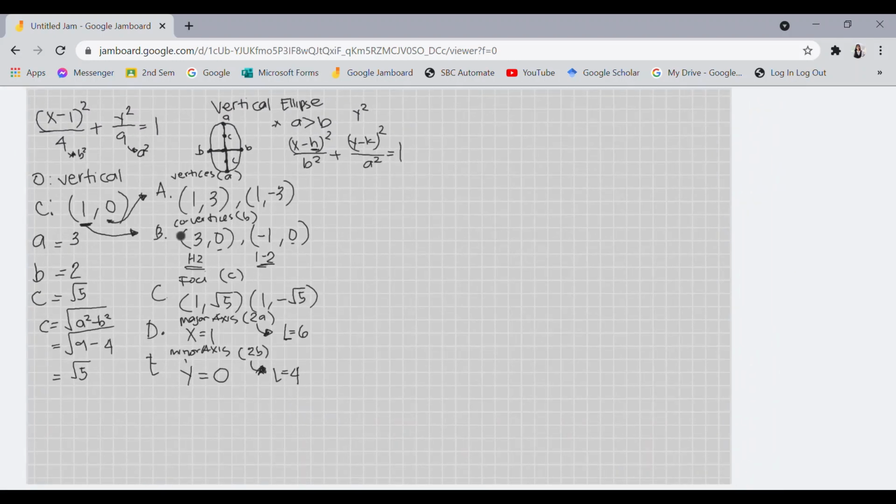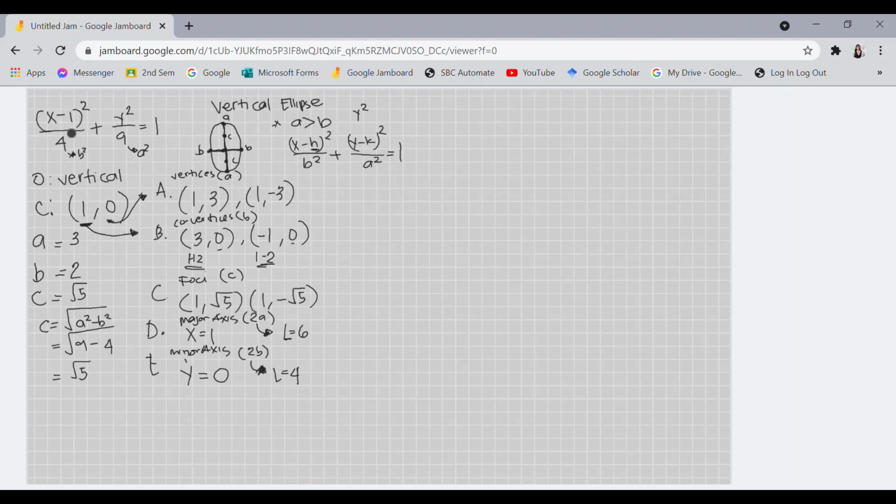So, again, fast wrap up lang. Given the equation, you identify the orientation by looking at the bigger number. Kasi in the ellipse, you identify or you have to note that a is greater than b. So, technically, itong mas malaking number in the denominator, it stands for a squared. Okay? And then, if a squared is below y squared or the variable y, the orientation is vertical. Okay? So, vertical po tayo dito.